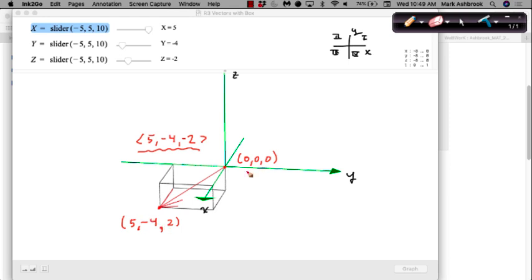But they'll always be in the relationship that the tip will be 5 greater in the x direction. The tip will be -4 in the y direction, and negative 2 in the z direction. This should be negative 2, sorry. Okay, so does it make sense?